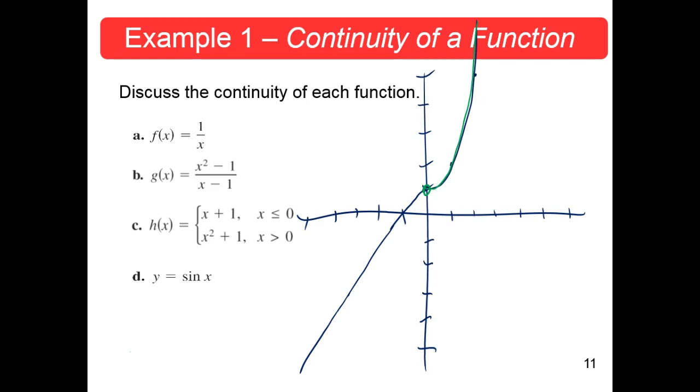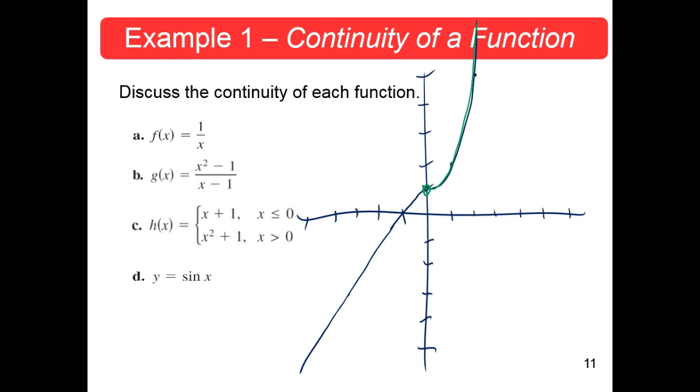Think about sine and cosine, how do they look? They're continuous everywhere, from negative infinity to positive infinity. Sine and cosine are continuous. The other 4 trig functions are not continuous at certain values. So that was continuous everywhere, from negative infinity to positive infinity.